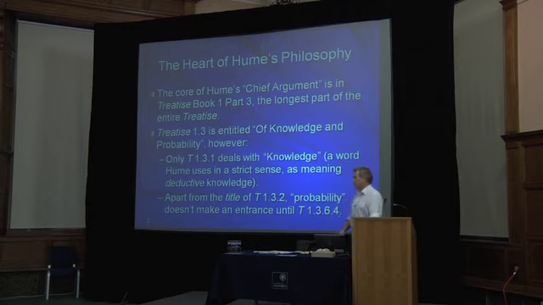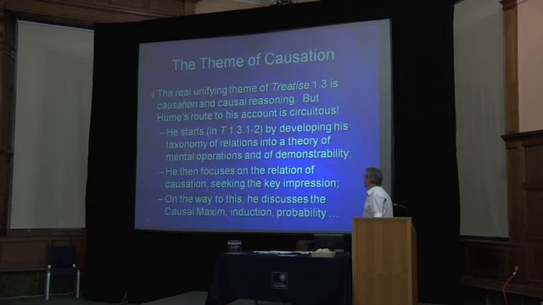It will turn out that Hume more or less equates probability with causal reasoning. So what he's going to do is discuss causation, and that explains the fit with the title. So this is the real unifying theme of Treatise 1.3. Right from the second section, where he introduces the idea of causation, until almost the end, he's going to be searching for the origin of the idea of causation, or in particular necessary connection, which turns out to be the crucial element of the concept of cause.